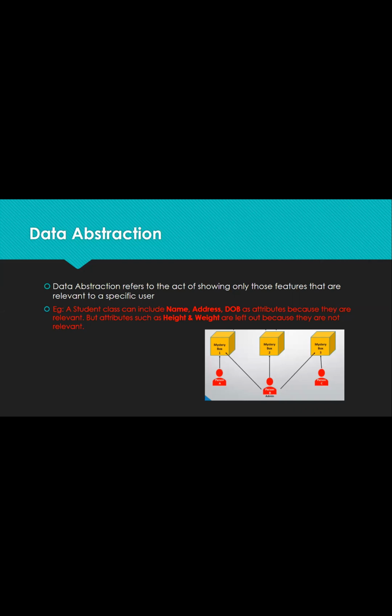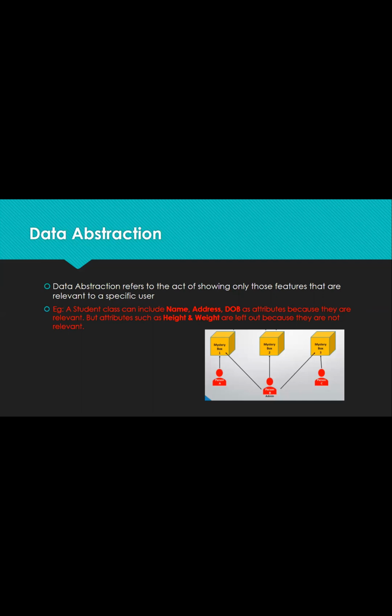We call that abstraction. Data abstraction means whatever is related to that particular object or class will be shown, and the other things will be hidden. There won't be height and weight, as they are not needed. You can simply say that the features relevant to that specific user, class, or object are known as data abstraction. The other data is not needed.